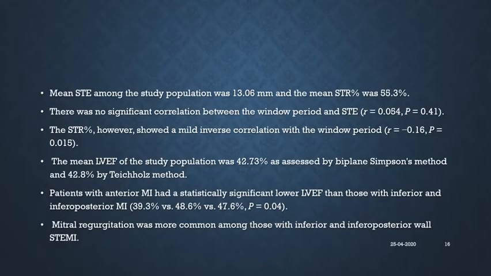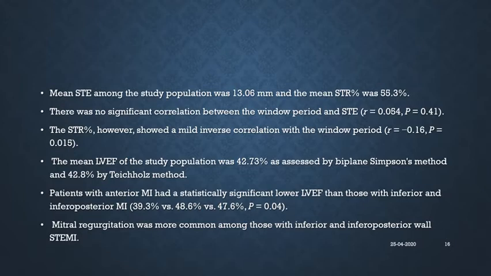As mentioned in the previous slide, the mean STE among the study population was 13.06 millimeters, and mean STR percent was 55.3%. There was no statistically significant correlation between the window period and STE. However, the study found out that the STR percentage showed a mild inverse correlation with the window period, meaning a patient who presented earlier would have a higher STR percentage.